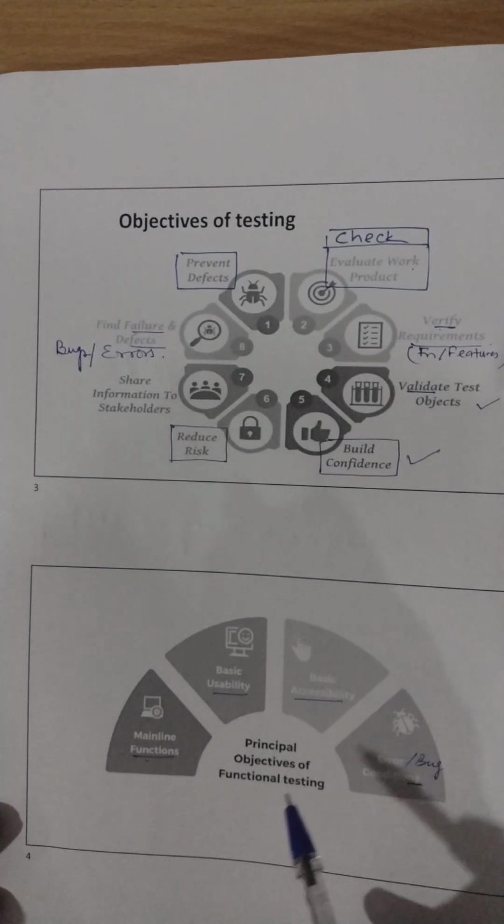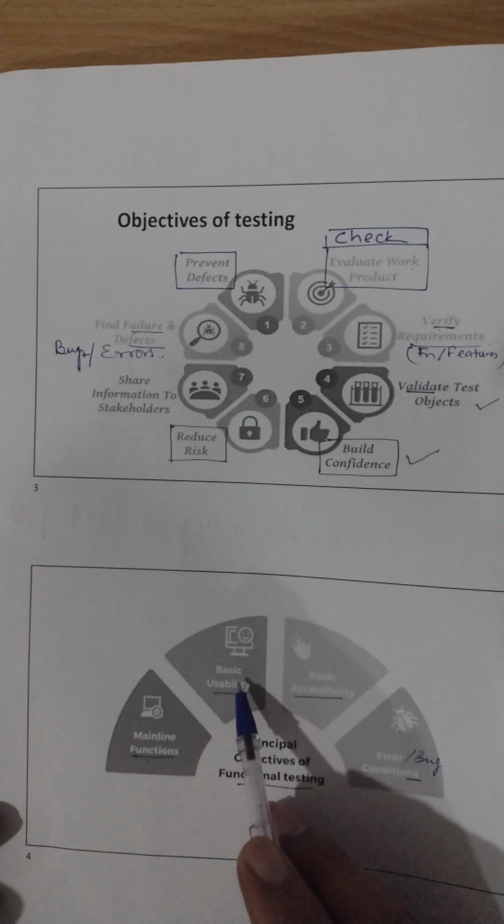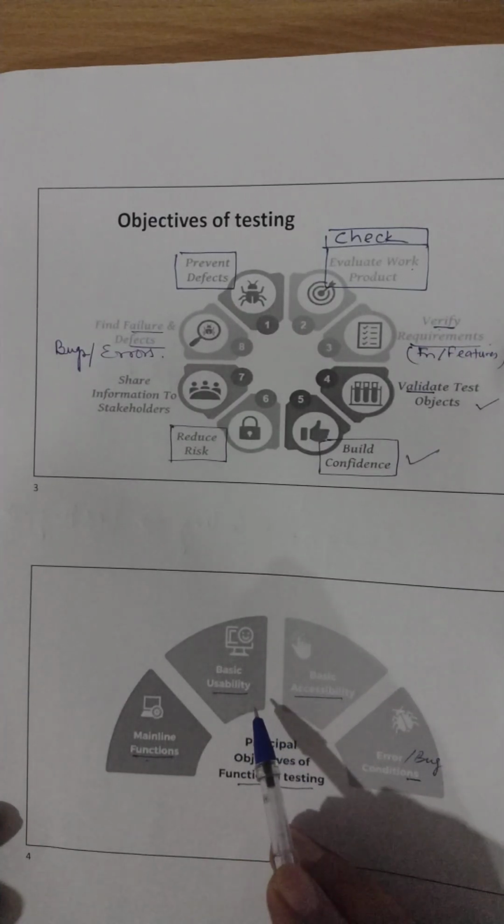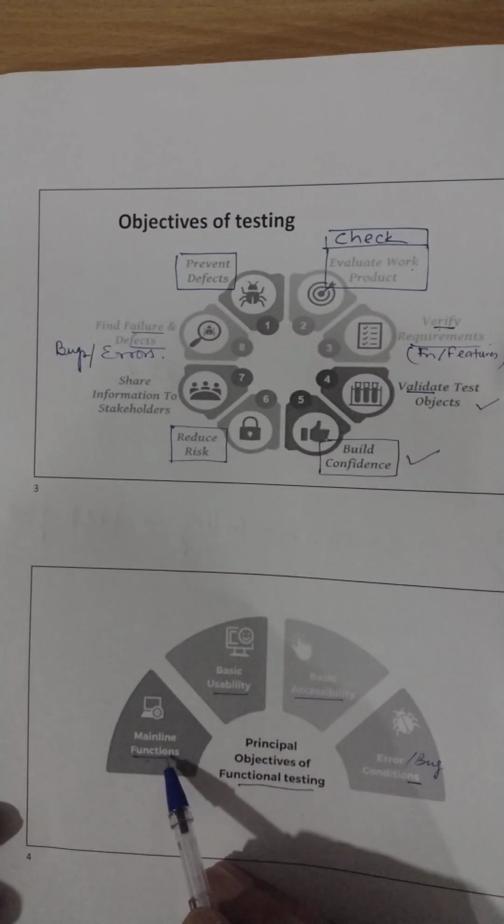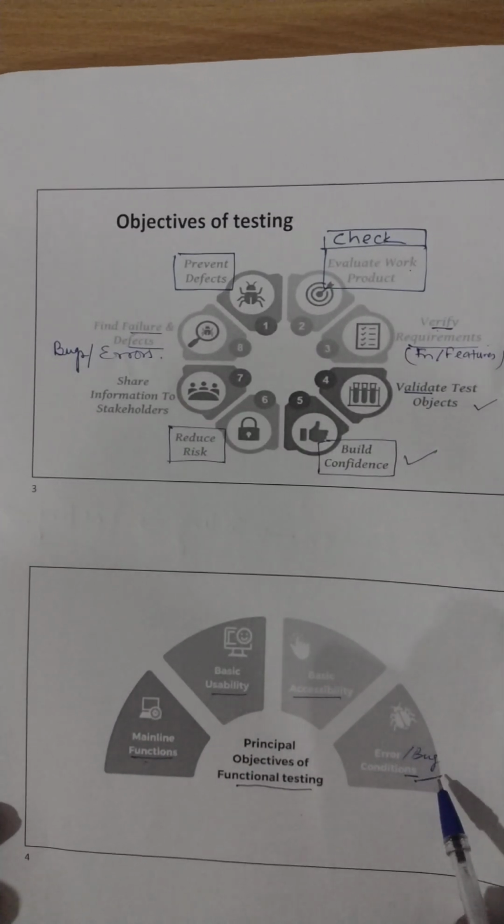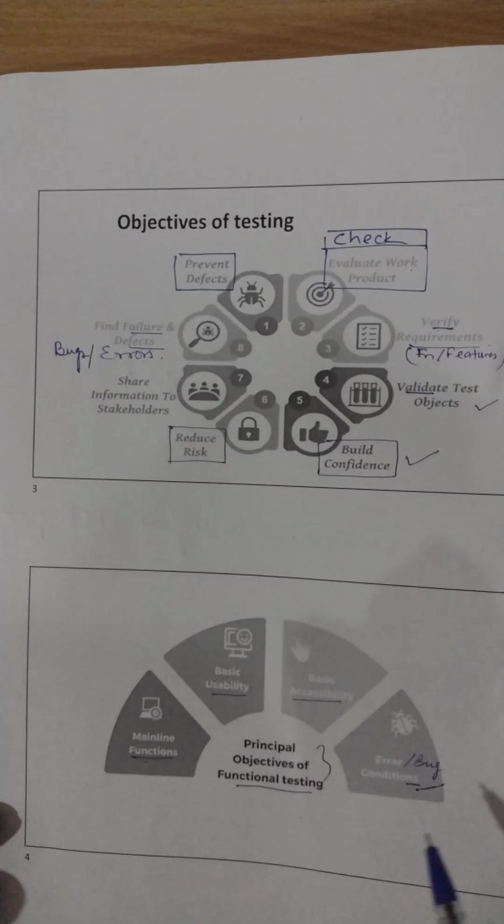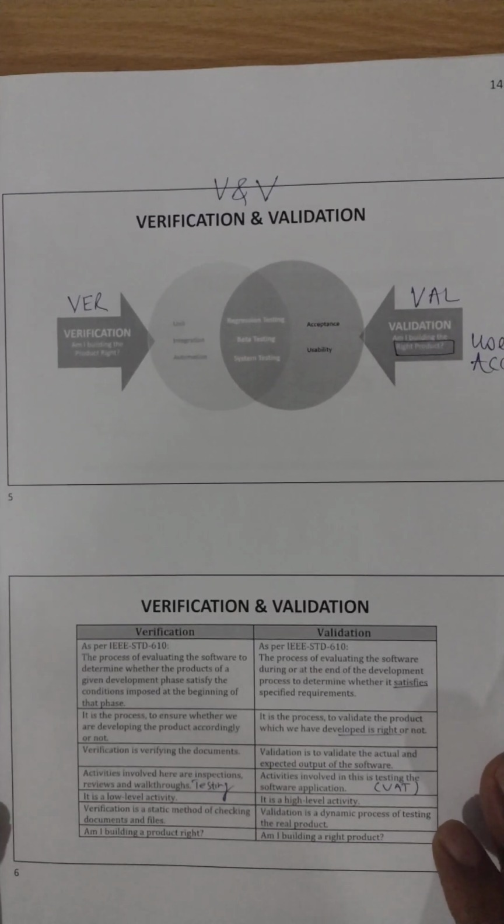Now, the principal objectives of software testing: the basic focus is on basic usability, basic accessibility, mainline product functions, and error conditions, which have to be found as a part of the principal objectives of software testing.